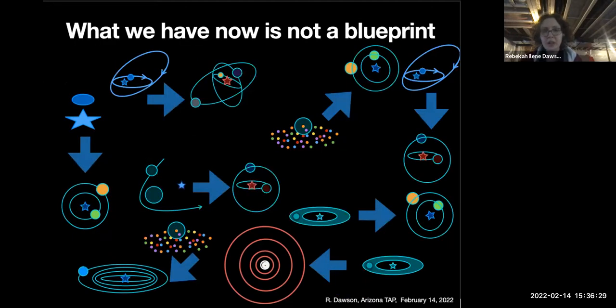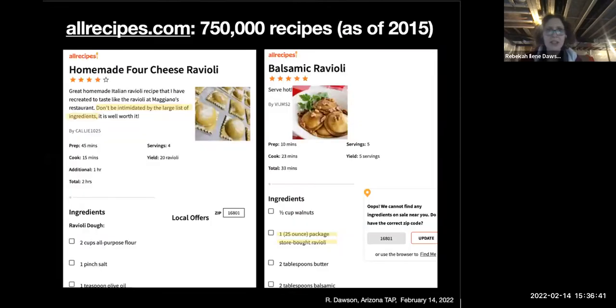What we have now is not a blueprint. I was going to compare it to a cookbook, but a cookbook wouldn't have a bunch of different recipes for the same thing. So our situation right now is more like allrecipes.com, which as of 2015 had almost 1 million recipes, many for the same thing. For example, for ravioli, there's one recipe that warns you not to be intimidated by the long list of ingredients, and another that has packaged store-bought ravioli as an ingredient. So this is the situation we're in with competing theories, competing ideas, and no real consensus to put everything together into one picture that explains all of what we see.